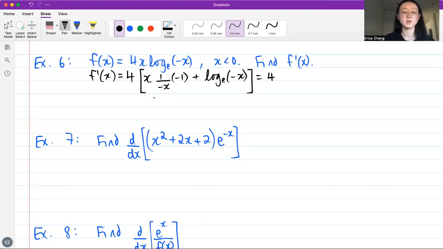Simplifying, the first term becomes just 1 plus natural log of negative x.